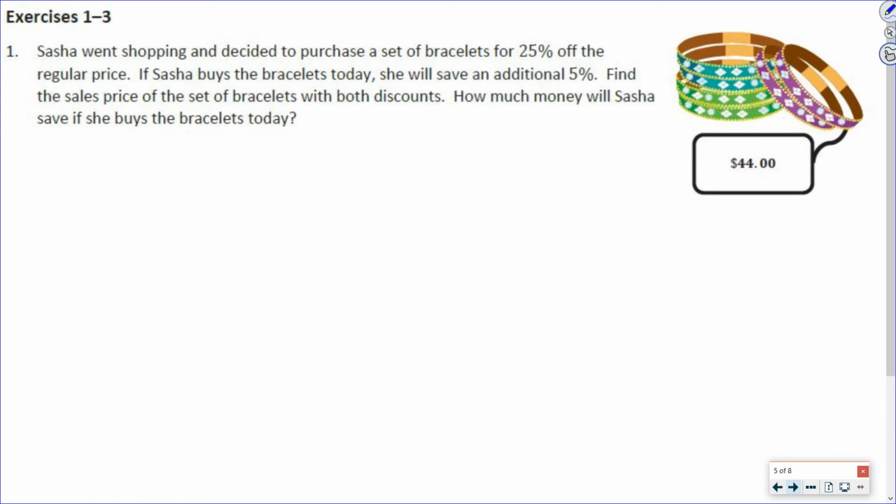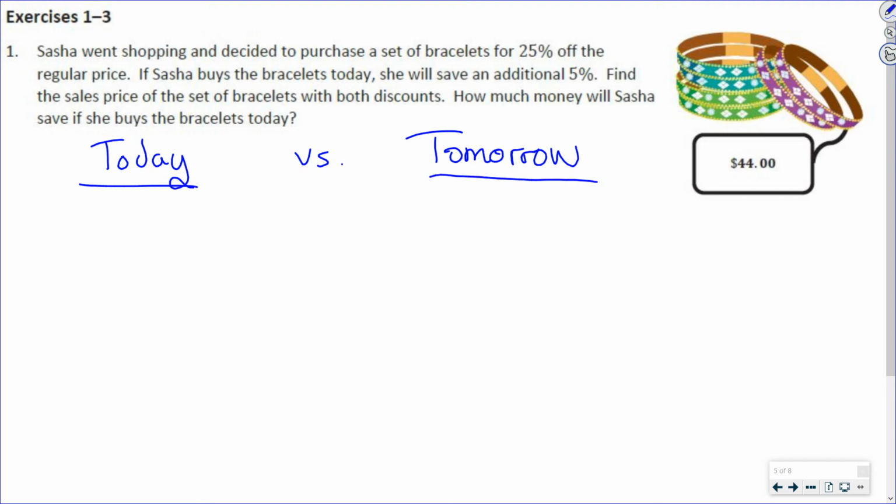So we're looking at today versus tomorrow. Let's say she comes back and purchases them tomorrow instead. Okay, if she does it today, she's going to get 25% off plus an additional 5% for a grand total of 30% off. If she does it tomorrow, she only gets the 25% off. So we need to find out how much money she would save.